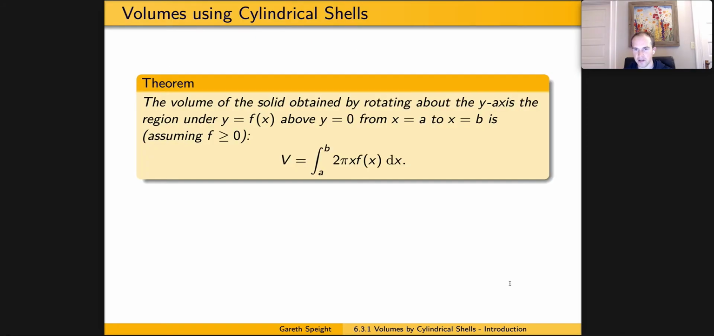Okay, so that brings us to the volume formula for using cylindrical shells. If we want to find the volume of a solid where we rotate about the y-axis the region under y equals f of x, and above the x-axis, so above y equals 0, from x equals a to x equals b, as in the pictures, that's just the integral from a to b of 2 pi x times f of x dx. And you can use this formula on lots of examples and figure out how to make it work. So this is a useful formula.